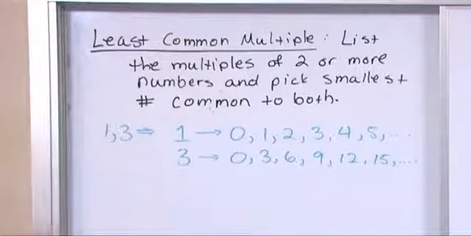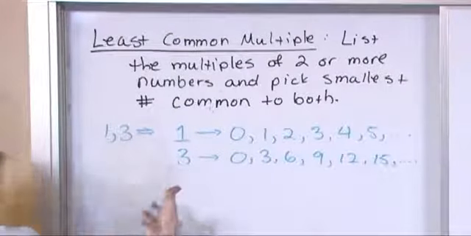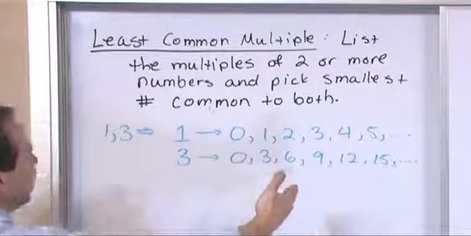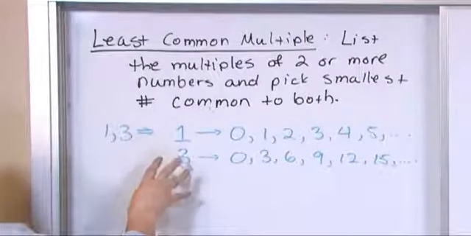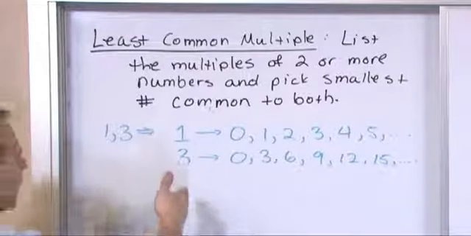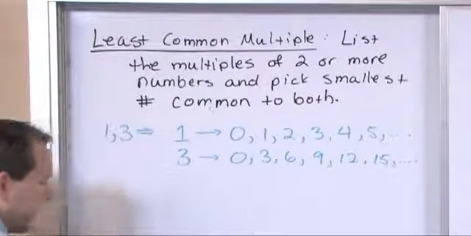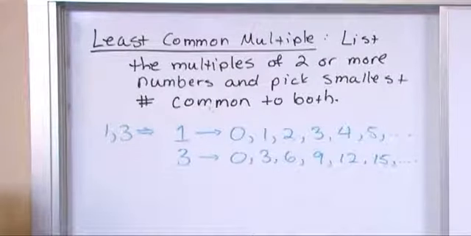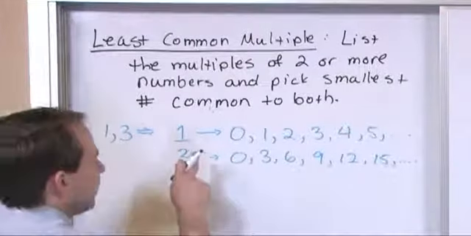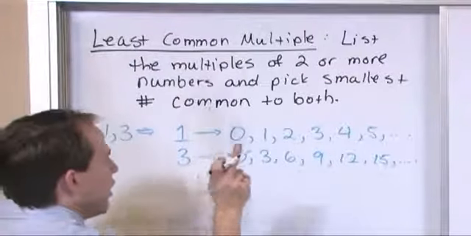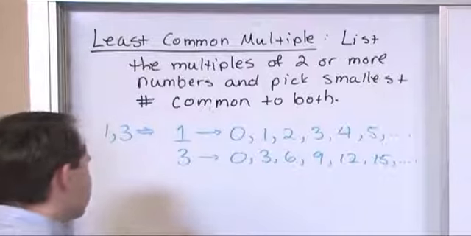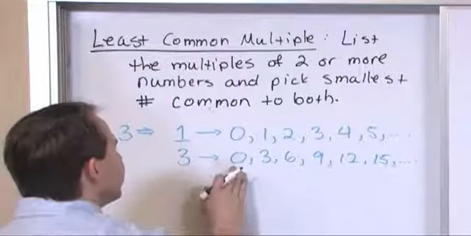So what you're doing here when you write the multiples is you're basically counting by the number. If you were finding the multiples of the number 2, it would be 0, 2, 4, 6, 8, 10. If you were finding the multiples of 5, it would be 0, 5, 10, 15, 20, 25, like that. Here we're just writing the multiples. Basically, we're counting by the number, and then all we do is we look at our list and we say, what is the smallest number common to both of these lists, other than the number 0.